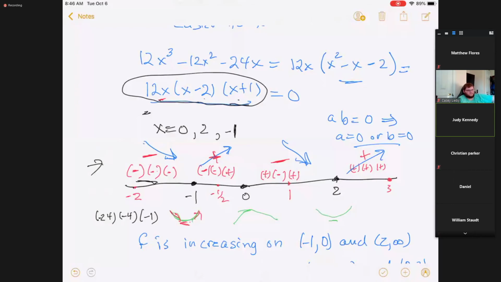I'm checking each factor. So you did the same thing with the other interval. You just plugged in negative half to the 12x and the x minus 2 and the x plus 1. Right. And so on and so on. All right, I got you. Okay. Thank you. That was a good question, actually. Okay. Anybody else?